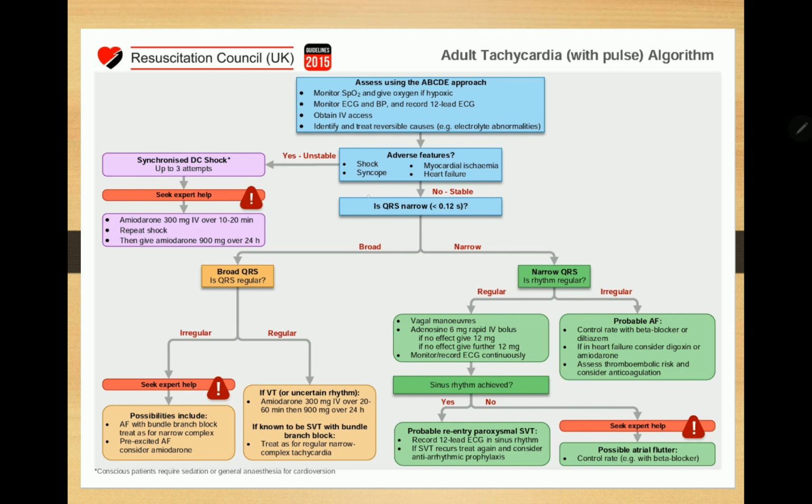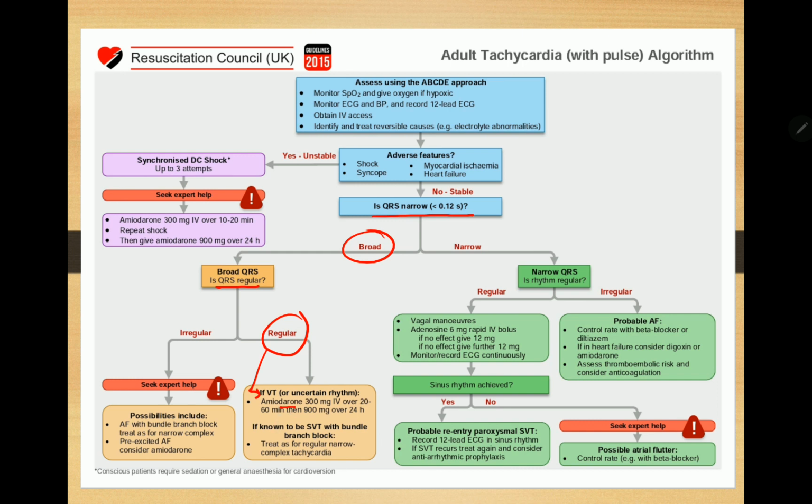Now, if the QRS complex is broad, then again we need to see if it's regular or not, and if it's regular, the most common cause is VT. So if you are uncertain, or if it's regular and broad and without any previous history of bundle branch blocks or accessory pathways, then treat as for VT, because this is the most common and most dangerous, and the most advised treatment is amiodarone in that circumstance.